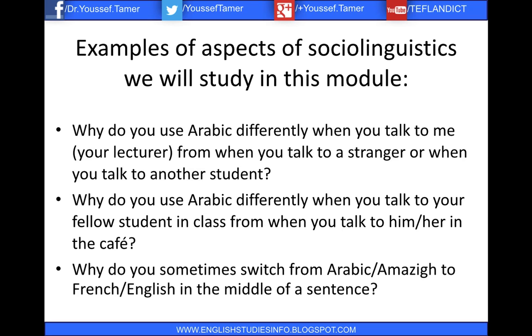When you are speaking to your friend or whoever, you can switch from Arabic to Amazigh, or from Amazigh to Arabic, or to French or English. That's what sociolinguistics tries to find out. As you can see from the questions, we are dealing with languages. That's why you have linguistics there. But the reasons behind this language variation are related to society, to the variables of society.